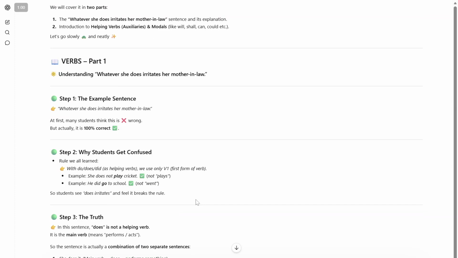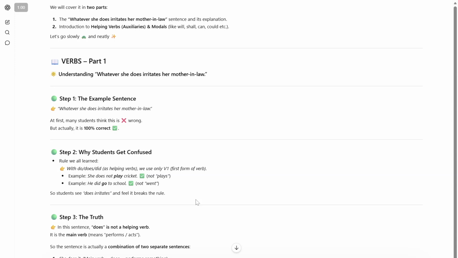1. The whatever she does irritates her mother-in-law sentence and its explanation. 2. Introduction to helping verbs, auxiliaries and modals, like will, shall, can, could, etc. Let's go slowly and neatly. Verbs. Part 1. Understanding whatever she does irritates her mother-in-law. Step 1. The example sentence. Whatever she does irritates her mother-in-law. At first, many students think this is wrong, but actually it is 100% correct.